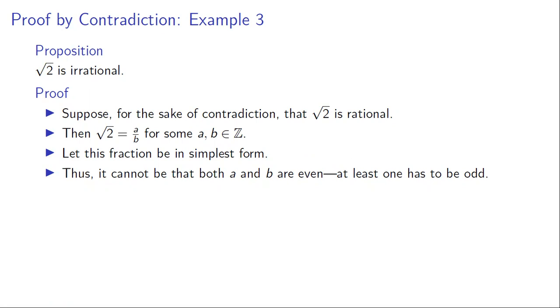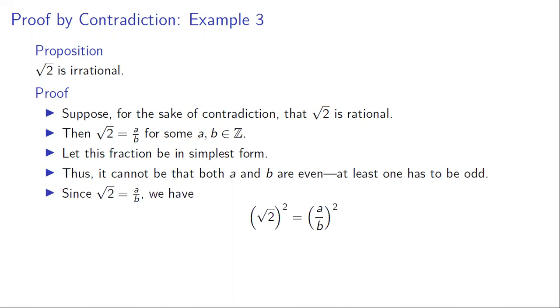But we want the fraction to be in simplest form, which is possible to do. We can always make the fraction in simplest form. So if it's in simplest form already, then a and b cannot both be even. At least one of them has to be odd.